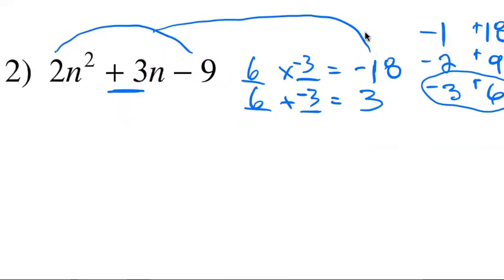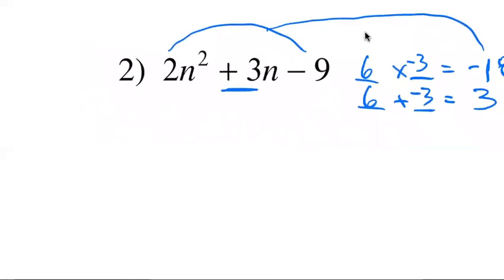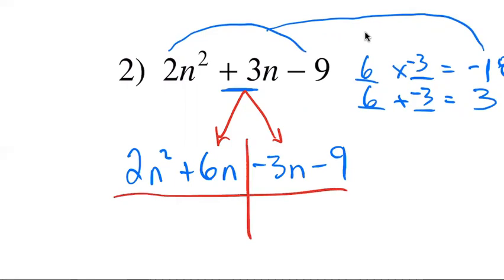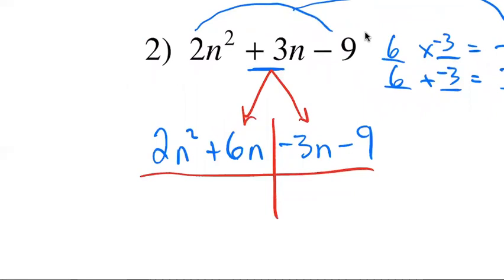In factor by decomposition, once we've found those values, I decompose my middle term. I split my middle term up. Draw arrows if you want to make sure you remember that you need to do that. 2n squared plus 6n minus 3n minus 9. Then I've got my 4-term polynomial, and I factor by grouping. Draw my T and factor. Greatest common factor of 2n squared and 6n is 2n. And then, of course, that intermediate step, I'm going to divide both of these by 2n.